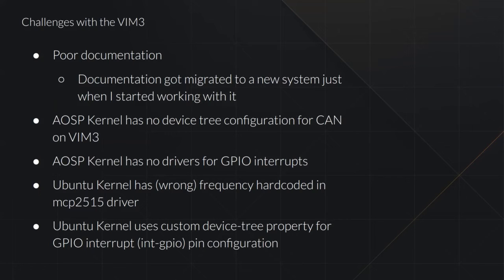The AOSP kernel has no device tree configuration for the CAN on Vim3. And also it has no drivers for the GPIO interrupts. This was maybe the bit where I spent most of the time. Luckily, there is a Ubuntu version already pre-built as well that I just flashed on the Vim3 at the very start to test, can I actually access the CAN? And then most of the work was just combining what I found in the source code of the Ubuntu builds and pulling that over into the Android kernel.